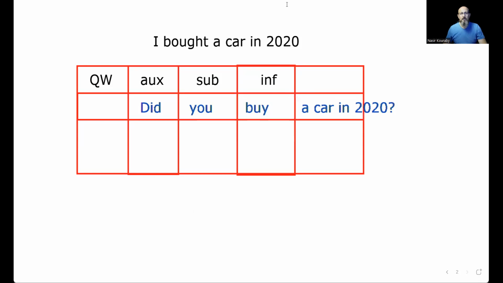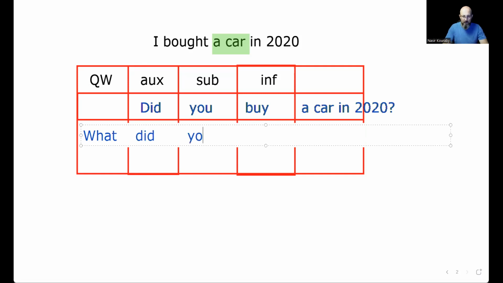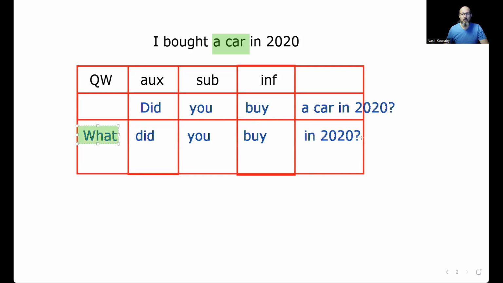Now I want to write a question where the answer is a car. A car is a thing, so the question would be: What? We always write the auxiliary did. What did you buy in 2020? Now the answer will be in 2020. So we need a date here.